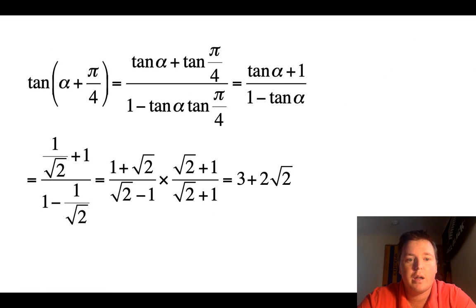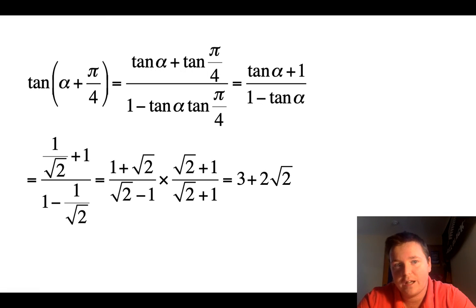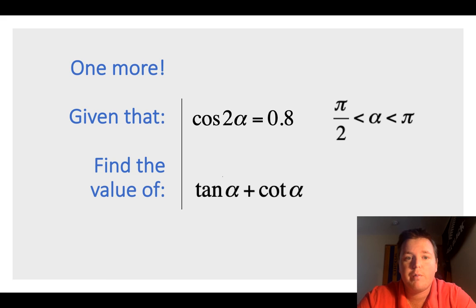Chuck it into the formula and do a little bit of timesing top and bottom by root 2, rationalizing, and there's your answer. It actually turns out that that's what the calculator gives if you find the alpha value and then sub it in. But remember, it doesn't always happen that way. Alrighty, last problem for you guys to try.